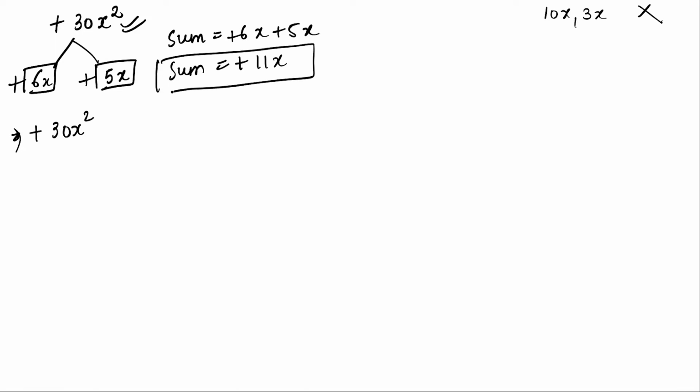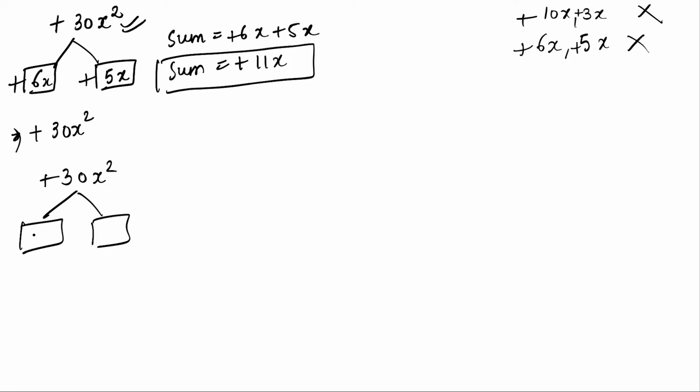Again, there is a problem with the sum. We are getting the product, but we are not getting the sum as the middle term. They are giving us 11x. Again, this pair got cancelled. A big no to this pair as well, plus 6x and plus 5x. Again, write plus 30x square. Check any other pair.